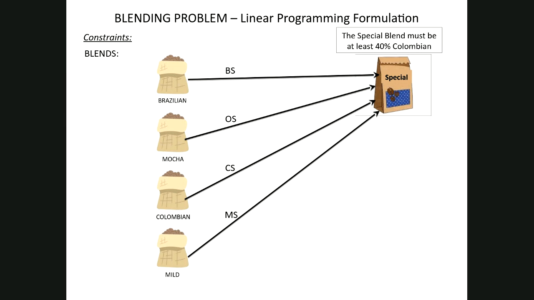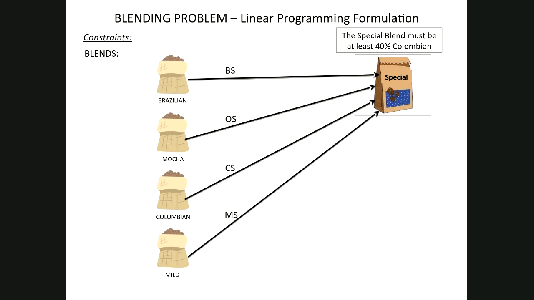And you might ask yourself, well, where do these requirements come from? Well, they're blending requirements. Somewhere in the Mystic Coffee Shop they've had a taster, and maybe even a chemist or a coffee specialist, say, in order to achieve the taste that we achieve, this is how it should be blended. And so the first one we're going to look at is the requirement that the special blend must have at least 40% of the Colombian coffee.